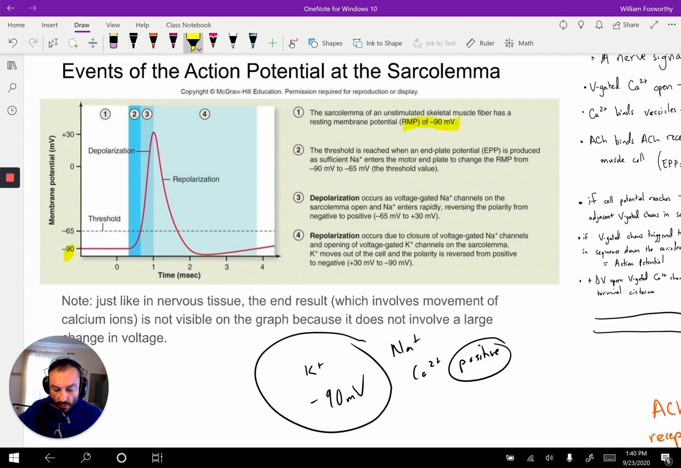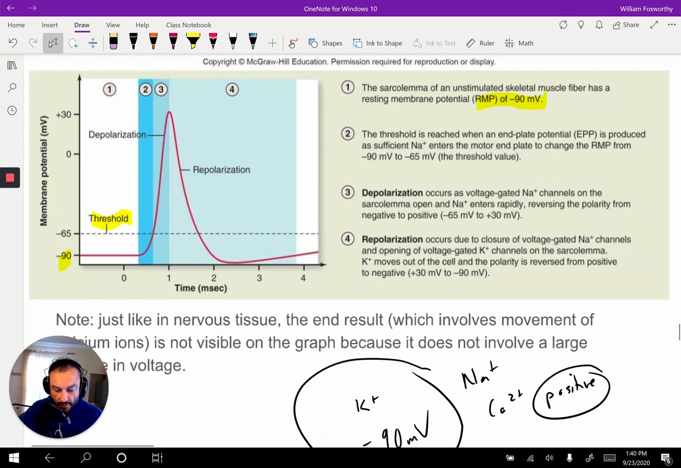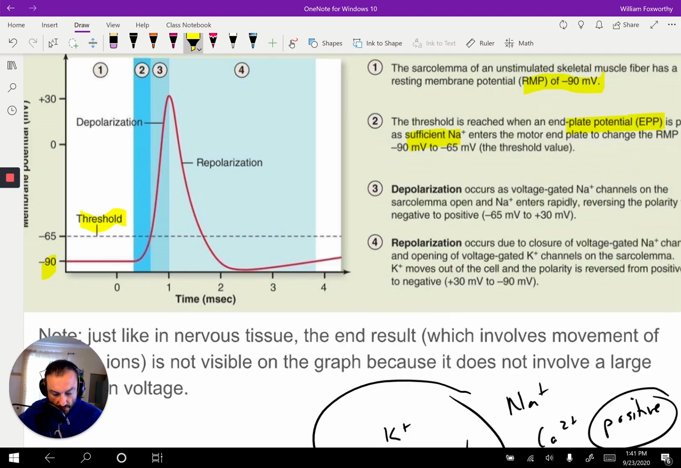If you can make the muscle cell reach this threshold, which is negative 65, and that's just another typical value for skeletal muscle cells, you're going to trigger this all or none signal, the action potential. What causes you to reach the threshold is a big enough end plate potential. You get a big end plate potential by releasing a lot of acetylcholine onto the motor end plate so that sufficient sodium will enter to begin to open the voltage gated sodium channels.